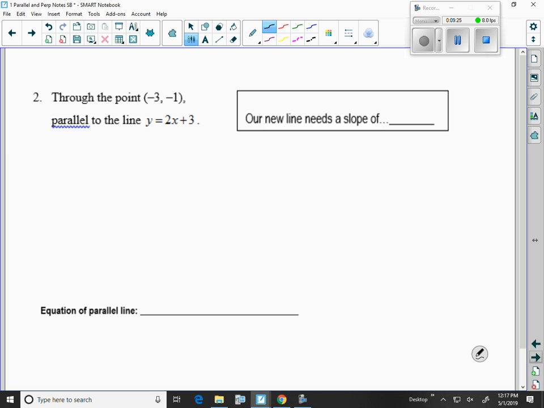Okay. What is our new slope? 2, right? Because it's parallel. Parallel is the same slope. It should be 2. Okay, do you want me to do point-slope form or do you want me to do y equals mx plus b? Alright, I'll do both. Okay, so if you're a point-slope friend, here you go.